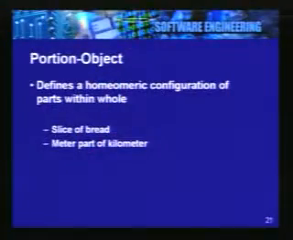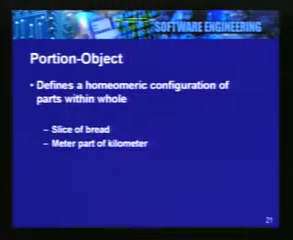Then you have portion object, which defines a homeomeric configuration of parts within a whole. Parts are also like the whole. So, when you say you have a homeomeric configuration, how will you translate it into your class? If you have classes where there is homeomeric configuration, you are going to use inheritance over there. Slice of a bread, the slice also has similar properties as that of bread. Meter part of a kilometer, a given meter part of a given kilometer.